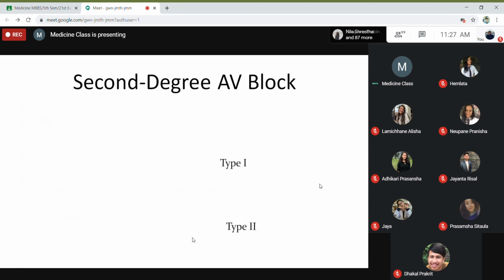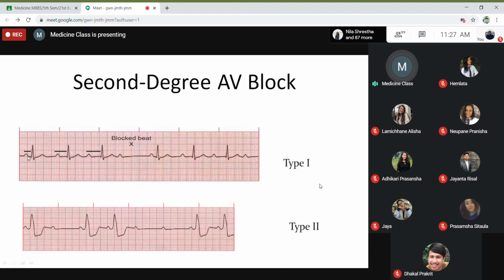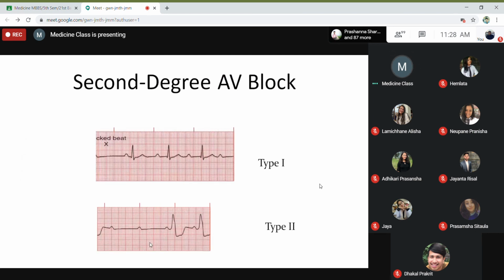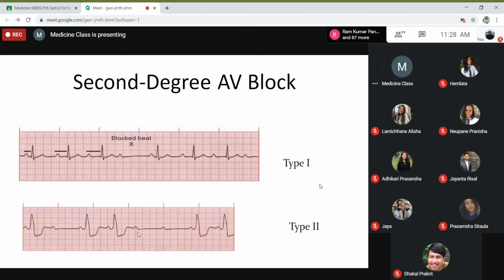So it looks like this. Here, if you look, the PR interval is normal, but in this one it has increased a little, and then there is no transmission into the ventricle. So there is a P wave, but no QRS complex. Again it comes normal, then a little bit longer, and there is no QRS complex. In type 2, there will be 2:1, 3:1 blocks like this. So there is a block, okay, and it will go on like that.